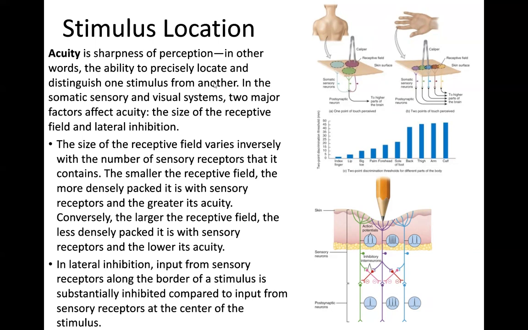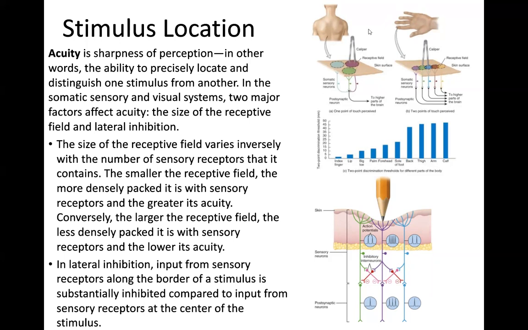Okay, we were already kind of talking about this just a second ago with regards to receptive fields, if they overlap or if they don't, like we show here where they don't versus where they do. Okay. In our somatic, sensory, and visual systems, two major factors affect acuity. So in other words, these two things affect how well we can locate a stimulus acting on the body. The size of the receptive field, so how big the receptive field is, and then something that's brand new, which is lateral inhibition. Okay.